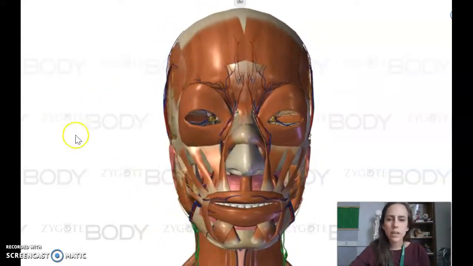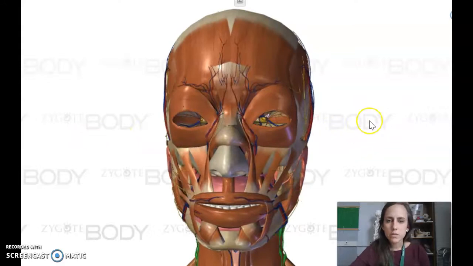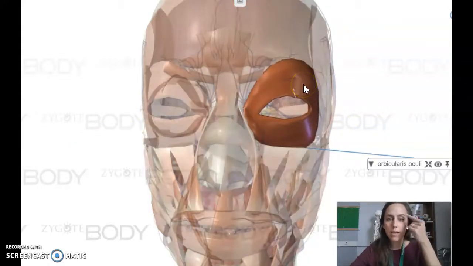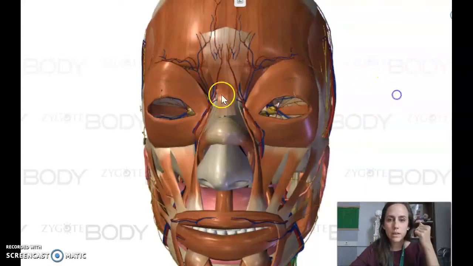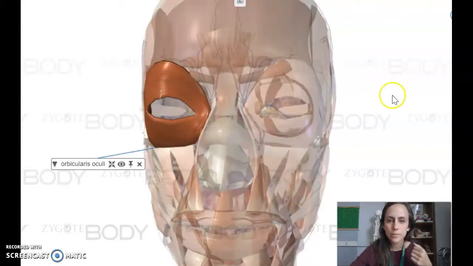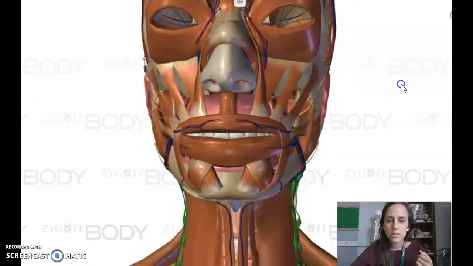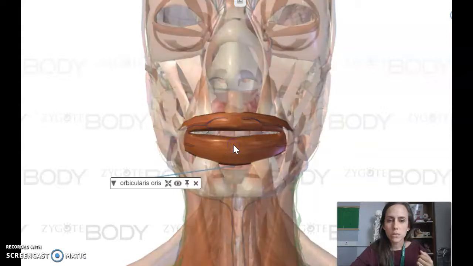The Orbicularis Oculi muscles surround the eye on either side. The Orbicularis oris muscle surrounds the mouth.